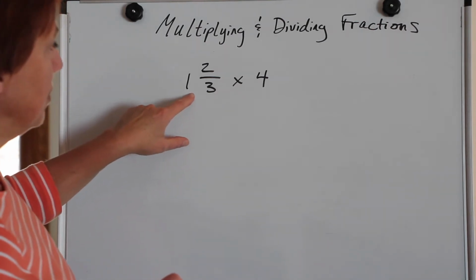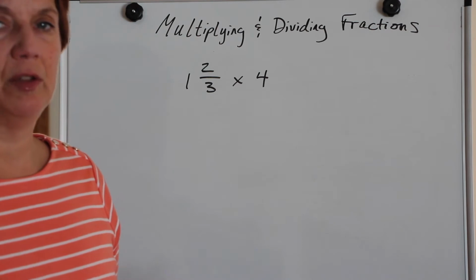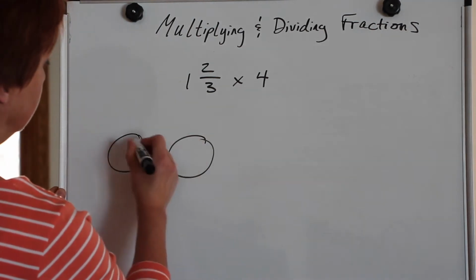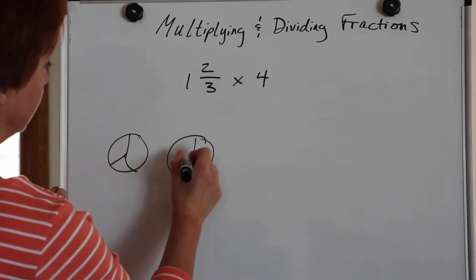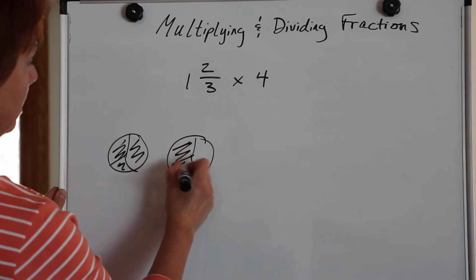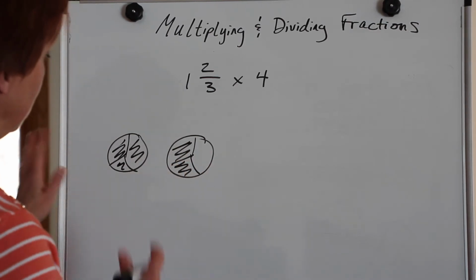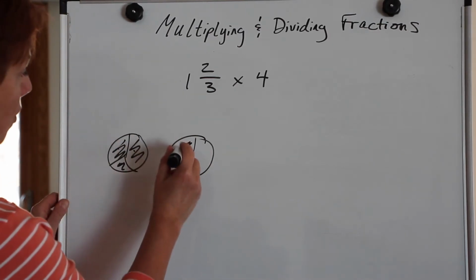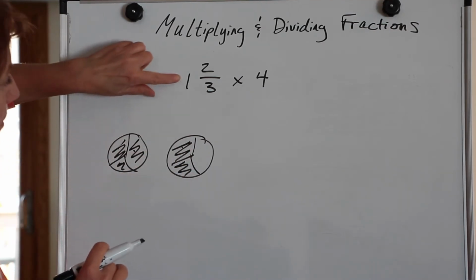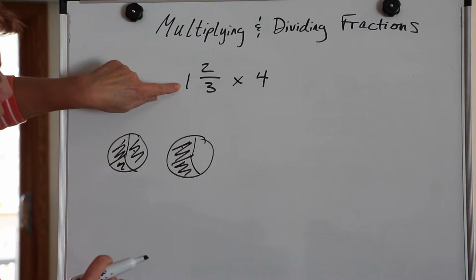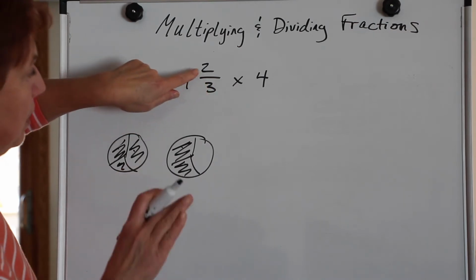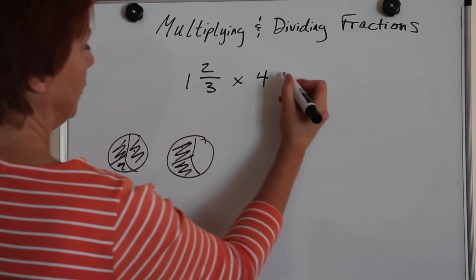So 1 2/3, what we want to do is say, how many thirds is this? Well, if we have one full one here, okay, so we've got 1 and 2/3, then what we have is 1, 2, 3, 4, 5 thirds. Now, the way you do that without drawing it out is you go this times this, so that's 1 full third. So 1 times 3 is 3, plus 2 is 5. So there's your 5 thirds.